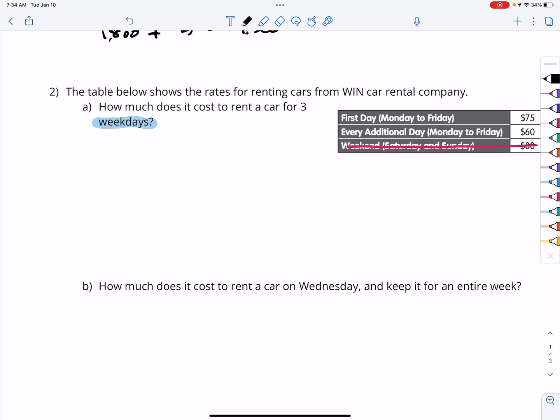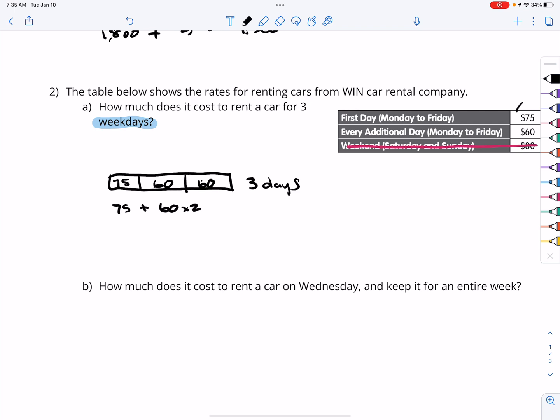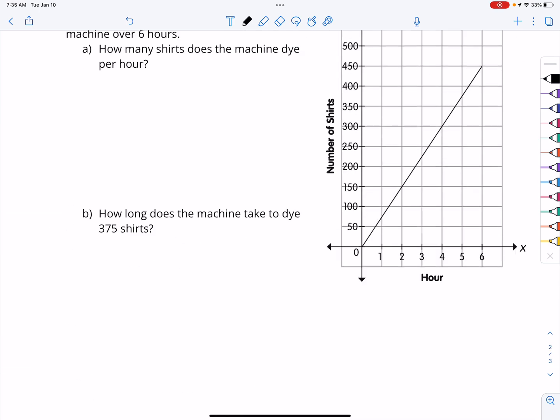So again, I'm going to do our bar model because that helps me visualize this. We know we have 3 days total. 1, 2, and 3. The first day has a value of $75, and then every additional weekday is $60. So that means we have 75 plus 60 times 2, or 75 plus 120, which is $195. So it costs $195. Let's check. Awesome. We're good to go.